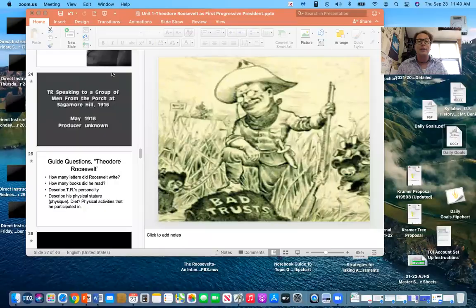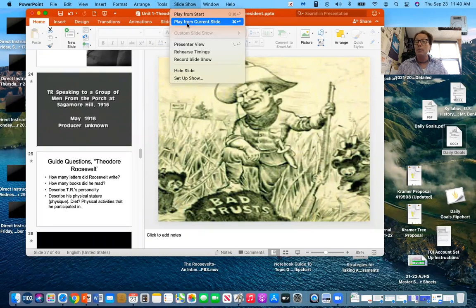I'm going to share my screen with everybody right now. What I would also want to remind everybody is you need a blue or black pen. You are not allowed to take notes in pencil. You need a couple of different colored highlighters. We're going to start highlighting again in multiple colors at this juncture of the year, and correctable tape.